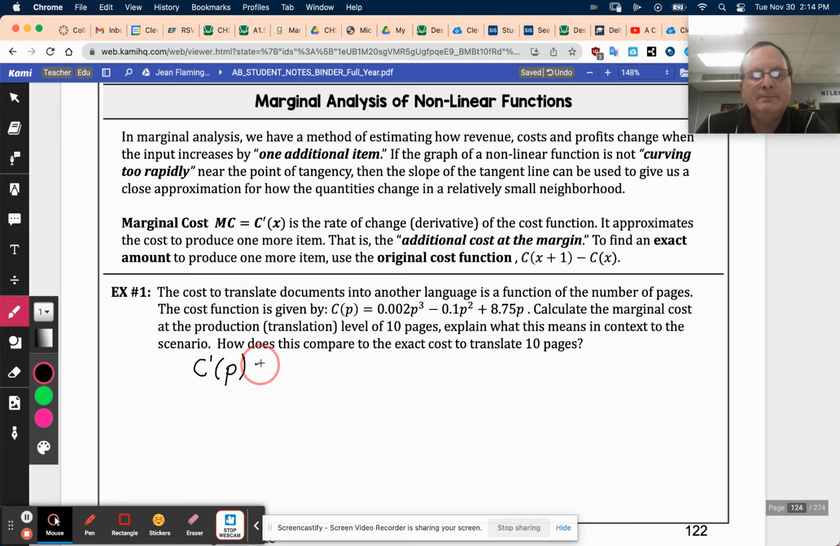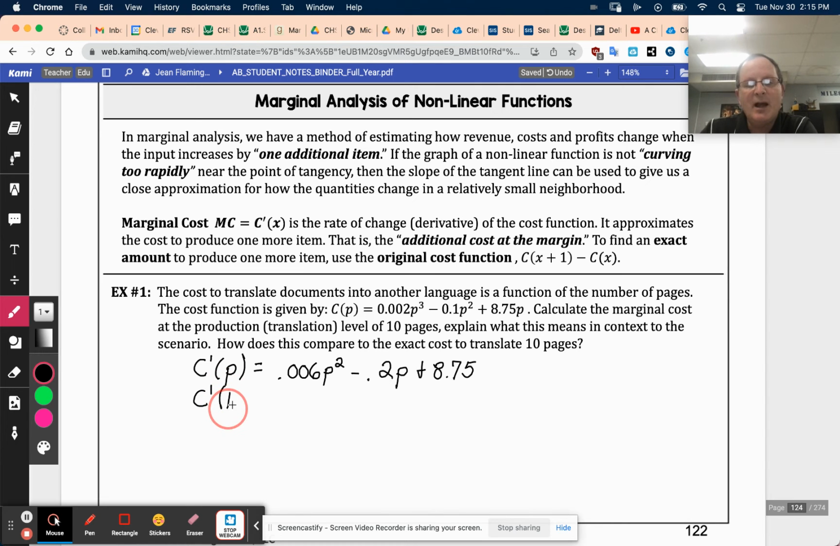Okay. And so we're going to take this derivative. So power rule. So it's going to be 0.006 p squared minus 0.2p, plus 8.75. Excellent.